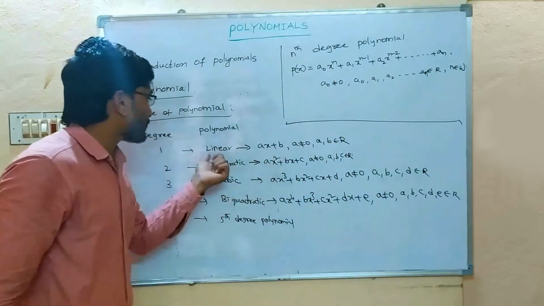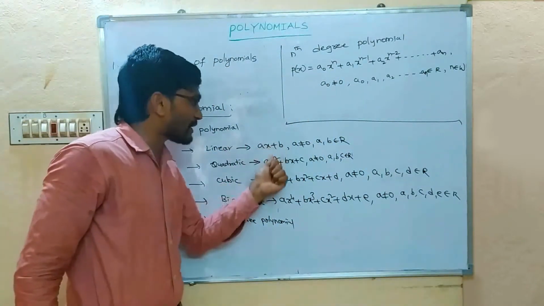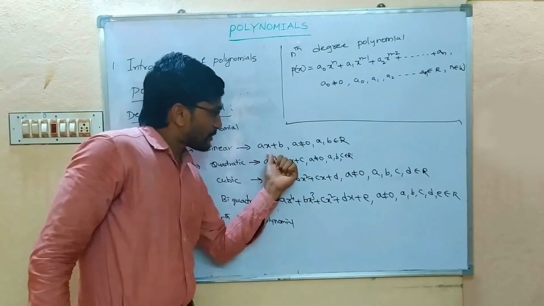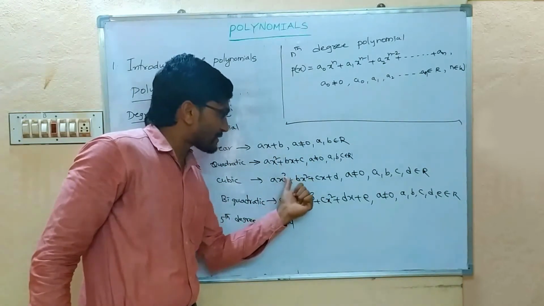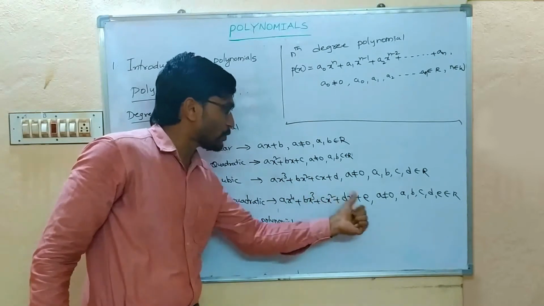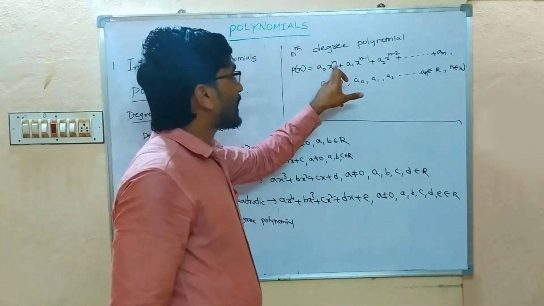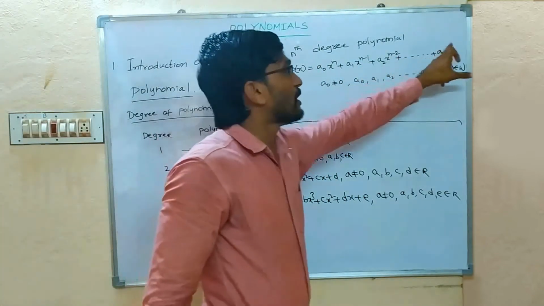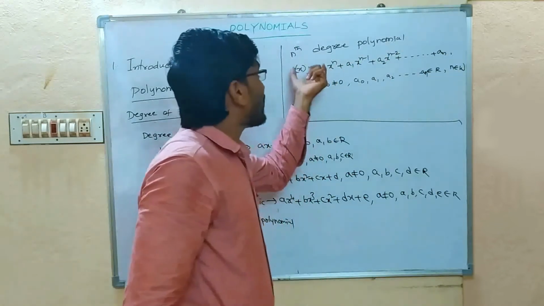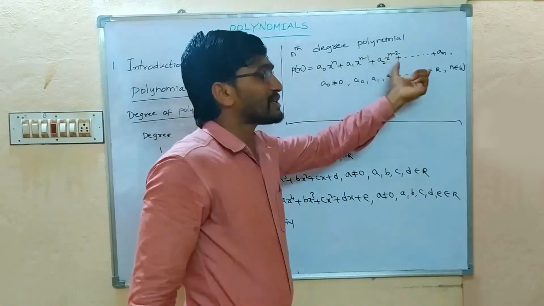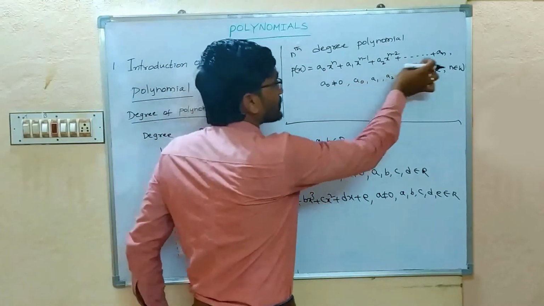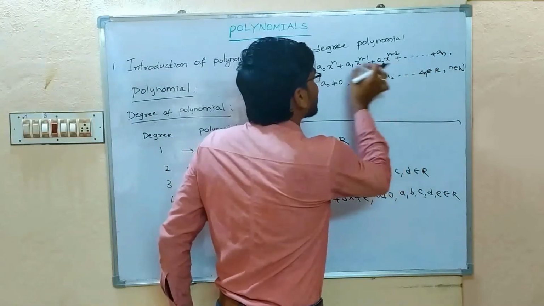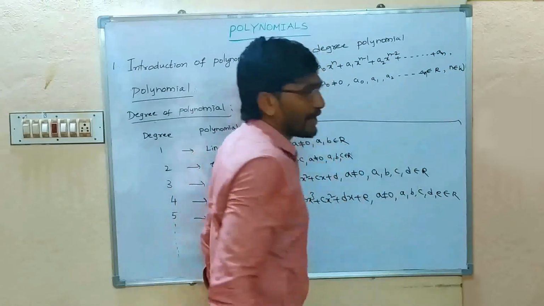See here, in the linear polynomial the power is 1, here the power is 2. If you observe, the powers or exponents are in descending order: 3, 2, 1, 0, then 4, 3, 2, 1, 0. Here also n minus 1, n minus 2 and so on down to 0. This is the general form of the nth degree polynomial. Here a naught is not equal to 0, a naught, a1, a2 and so on up to an are real numbers, and n is a whole number.